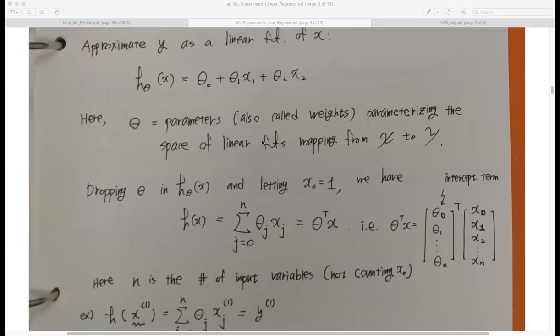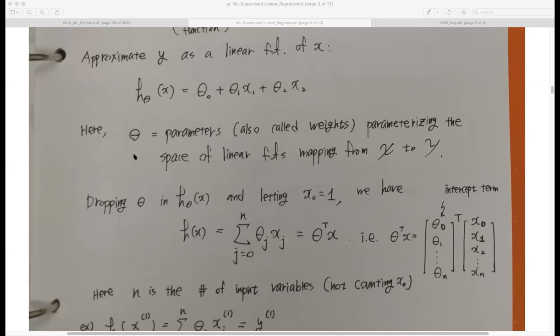In the linear function example, there is no x0, but we just made up x0 as 1. So theta 0 is nothing but theta 0 times x0, where x0 is 1, to match the size of the vector. So x0 is actually 1.